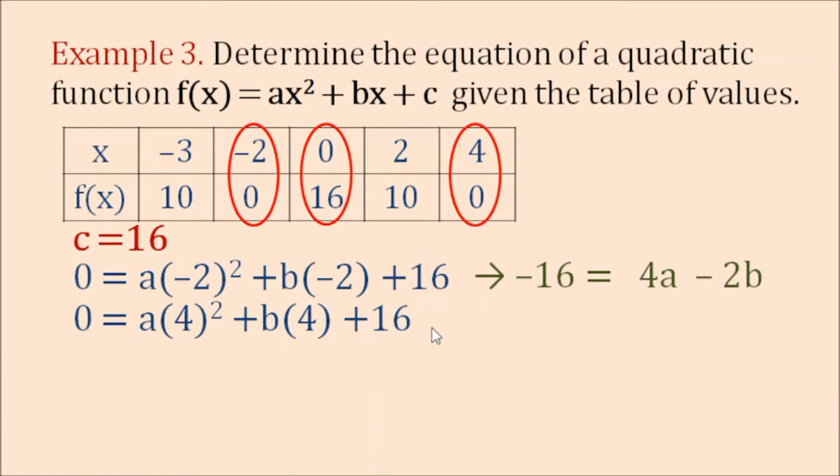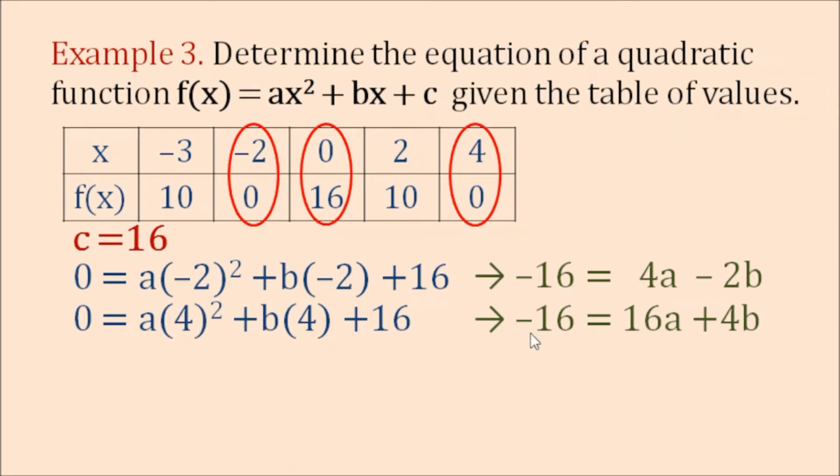Now simplifying this, we will get -16 equals 16a plus 4b. Where did we get this 16a? So we have here 4 squared is 16 times a is 16a. Then the 4b comes from here. b times 4 is 4b. And this 16 on the right side, if we are going to subtract 16 from both sides, so -16 is on the left side now.